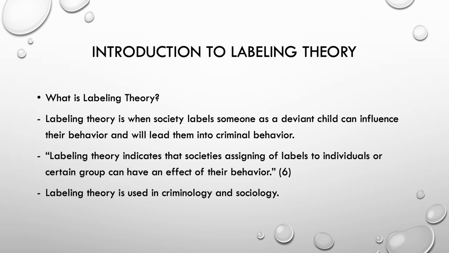Introduction to labeling theory. What is labeling theory? Labeling theory is when society labels someone as a deviant child, and that label can influence their behavior and typically in their adult life will lead them to criminal behavior. Labeling theory indicates that society's assigning of labels to individuals or certain groups can have an effect on their behavior. Labeling theory is used in criminology and sociology.